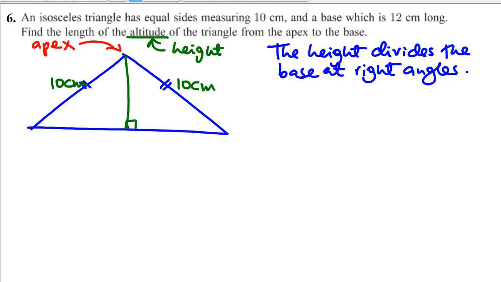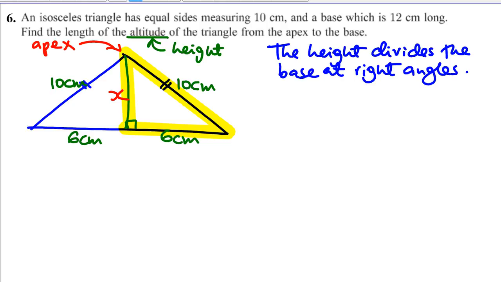And so if the base is 12 centimeters long, that means each of these will be 6 centimeters. And suppose x is the height of this triangle. We can focus on one part of this triangle and use the Pythagorean relationship to figure out what the missing side is. And the missing side in this case is the height of this triangle.